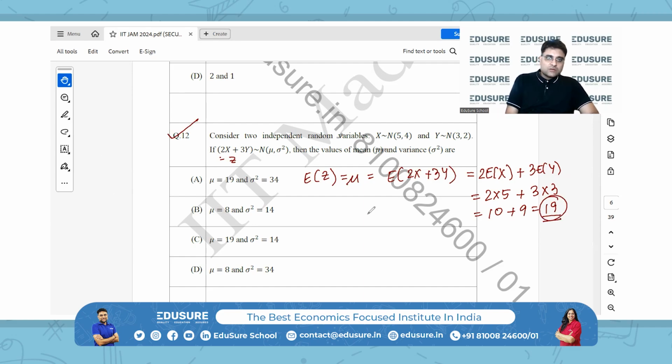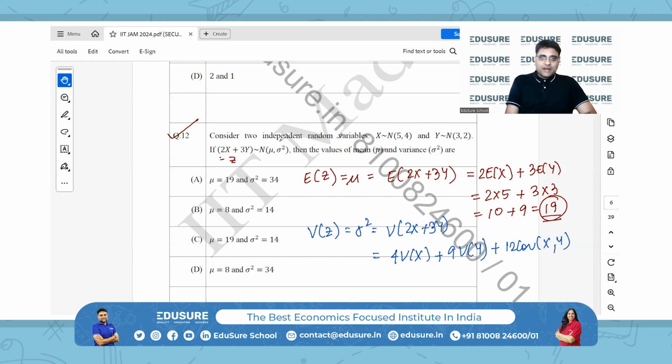What about the variance? Variance of z, which is sigma square, variance of 2x plus 3y is 4 variance x plus 9 variance y plus 2 into 6 covariance xy. Now, they are independent, so no question of covariance.